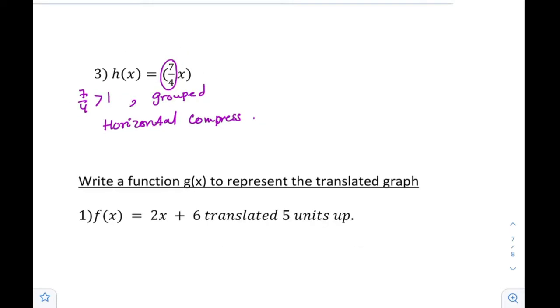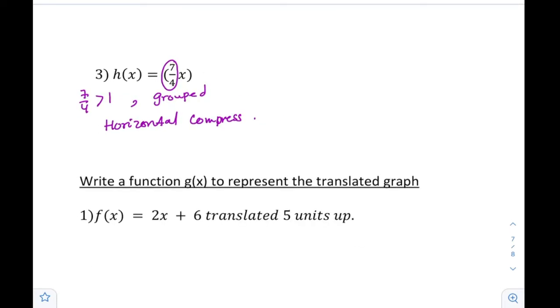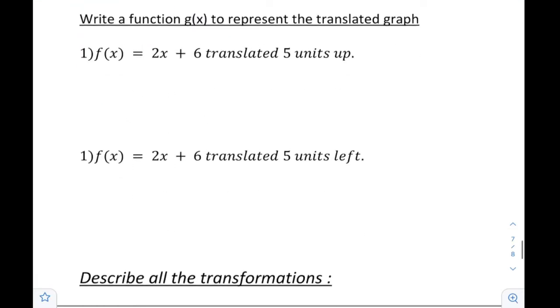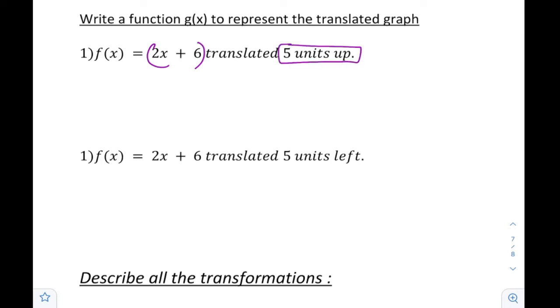Okay. Now we will generalize what we have learned in these coming exercises. Write a function g of x to represent the translated graph. We have f of x is equal to 2x plus 6 and it is translated 5 units up.